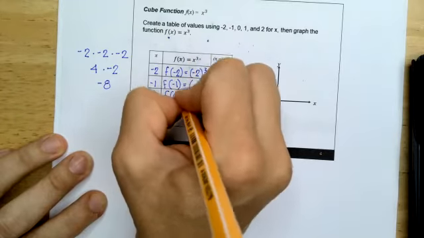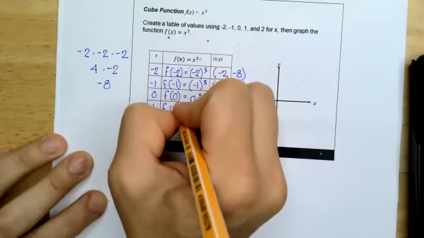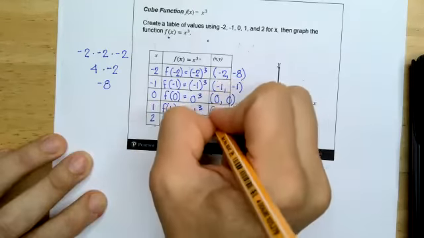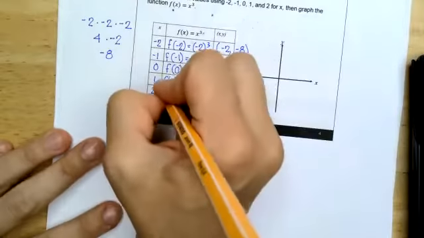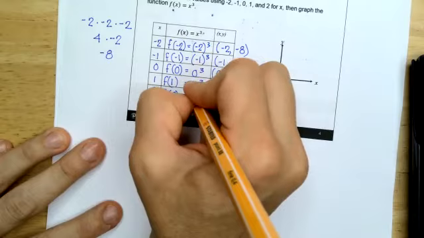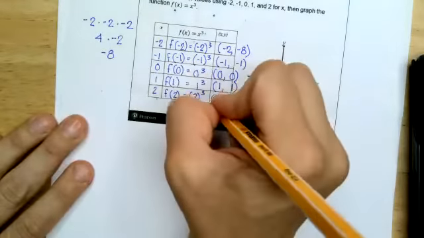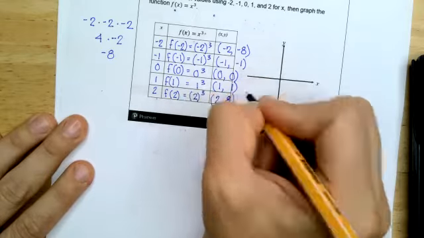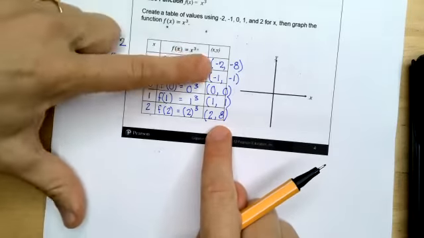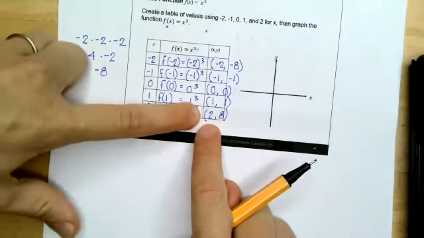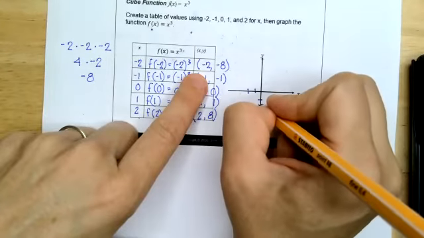0. 0 raised to the third power is just 0. 1 cubed is 1. I write too big for these boxes. 2. So I'm taking 2 and I'm cubing it. 2 times 2 times 2 is +8. So they're almost mirroring each other, but keeping the sign of the original x. So this term is going to be -2 on the x, -8 on the y.